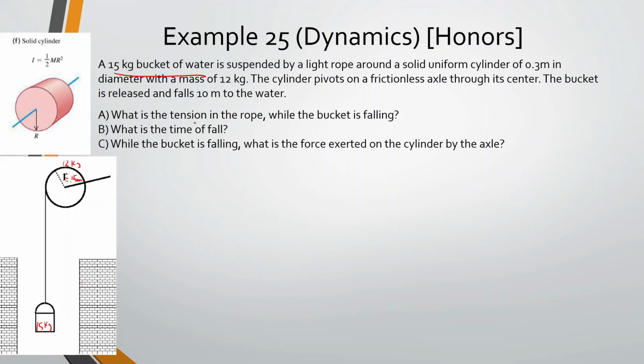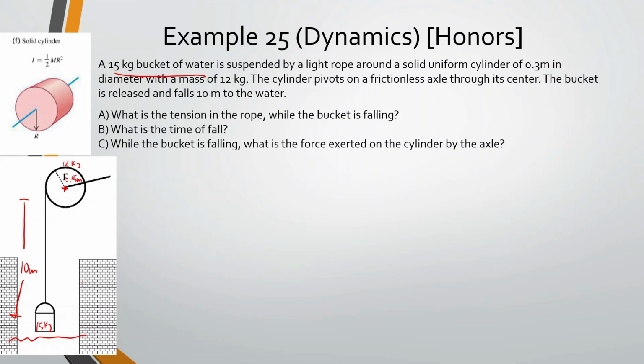The cylinder pivots on a frictionless axle through its center. Okay, pivots on the frictionless axle through its center. The bucket is released and falls 10 meters to the water. 10 meters to the water. Okay. What is the tension in the rope while the bucket is falling?